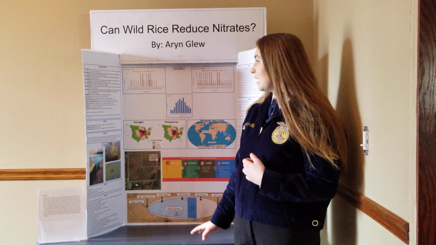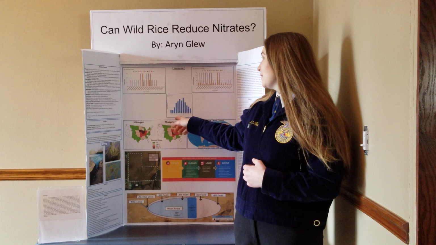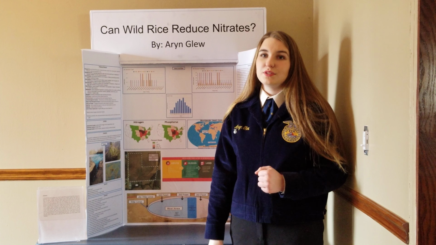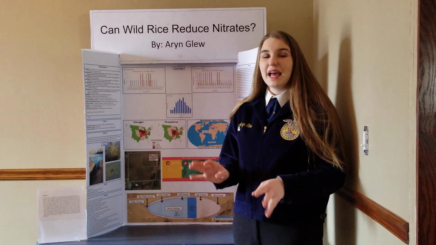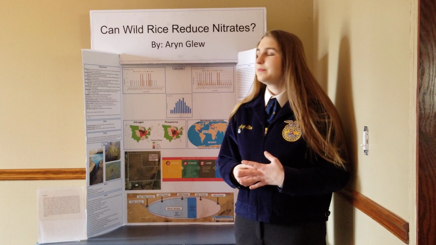And that, as you can see, in August we do have a spike, and that is because we did have a spike in precipitation due to it being August and it being wet and rainy, so the water wasn't able to be stagnant and the rice wasn't able to just sit there and soak up the nitrogen.